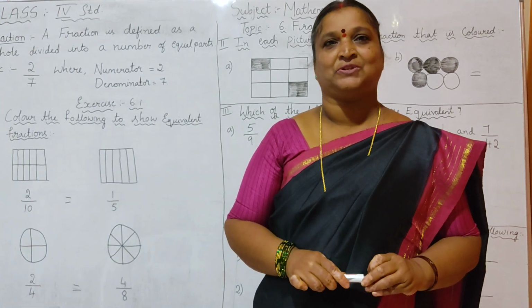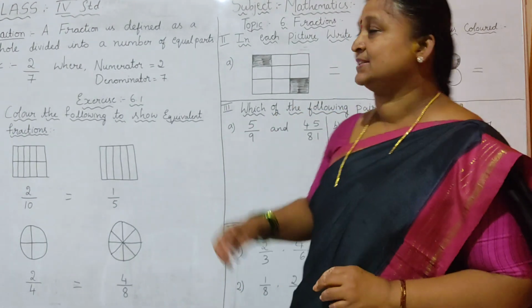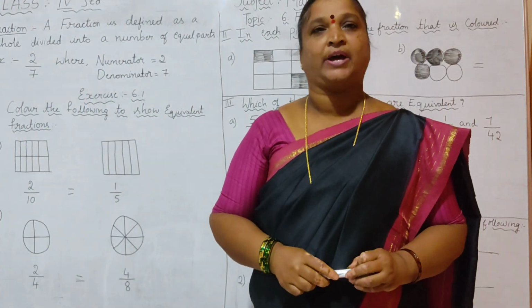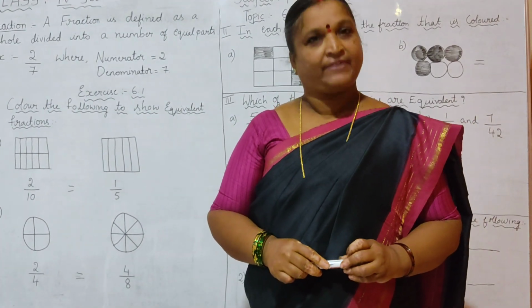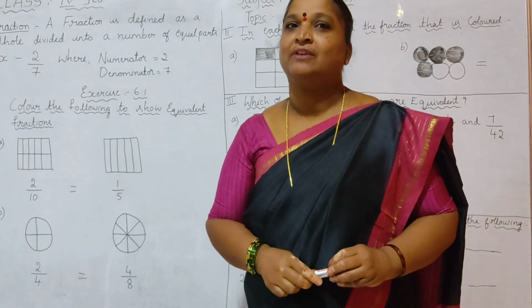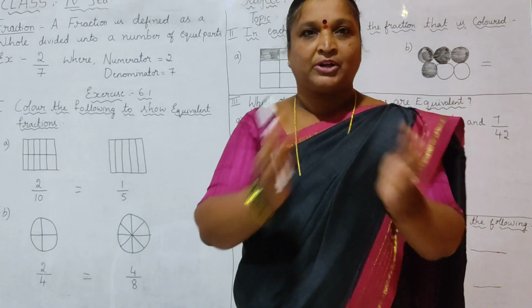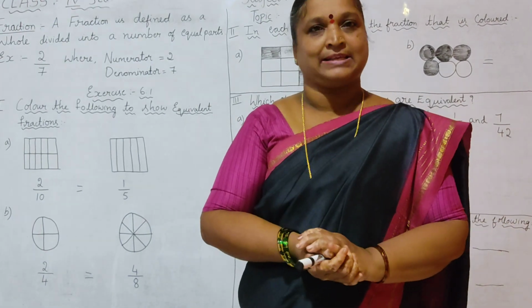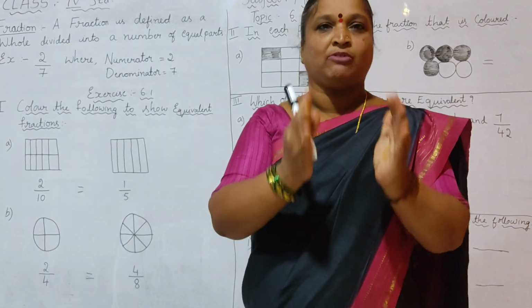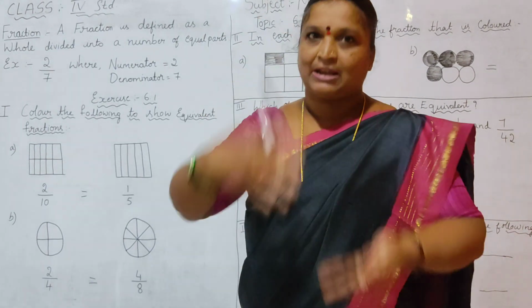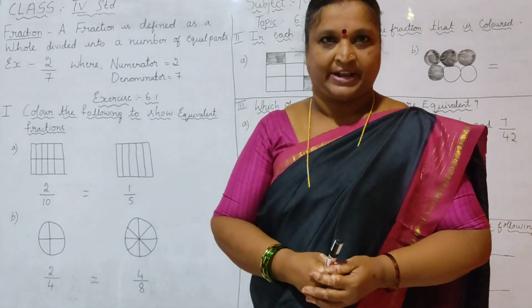Today I am going to teach you a new chapter, that is chapter 6, fractions. Before going to the chapter, you have to learn what a fraction is. A fraction is nothing but one whole that we want to divide into several parts. For example, you take one watermelon. In a watermelon we can cut as many parts as we want. Several parts we can cut. That is called a fraction.